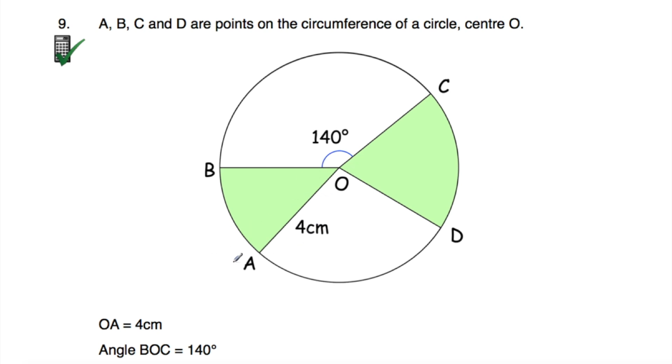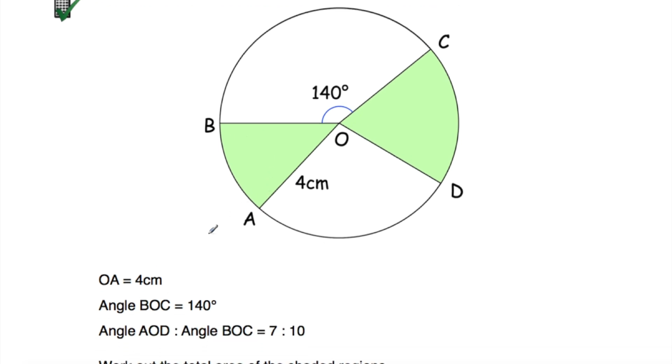We're told that angle BOC is 140 degrees and it's been labelled, so that angle is 140 degrees. And then we're told the ratio of angle AOD, so this angle, to angle BOC, that angle, is 7 to 10.